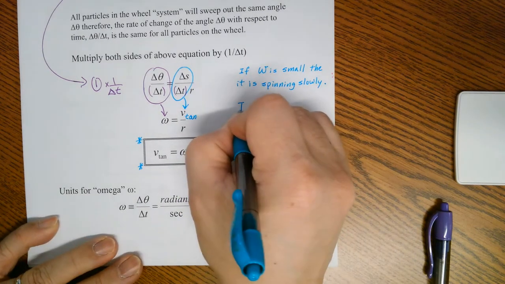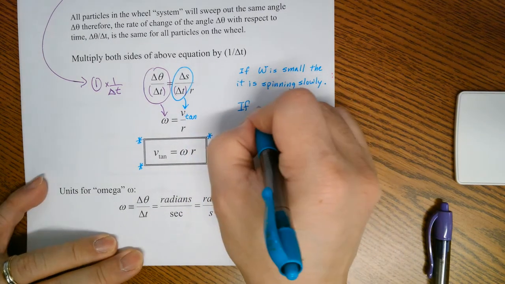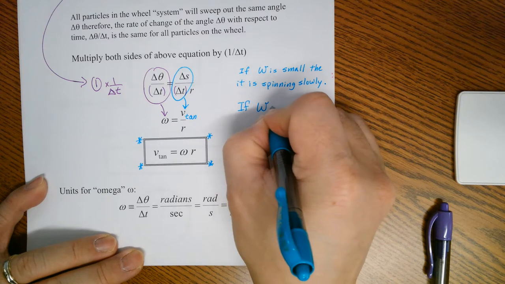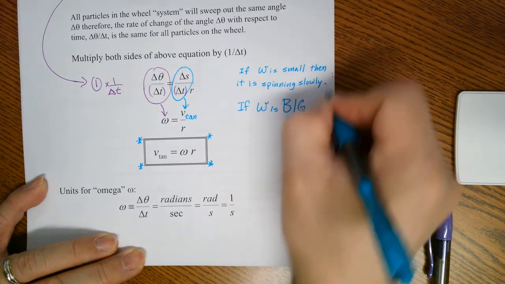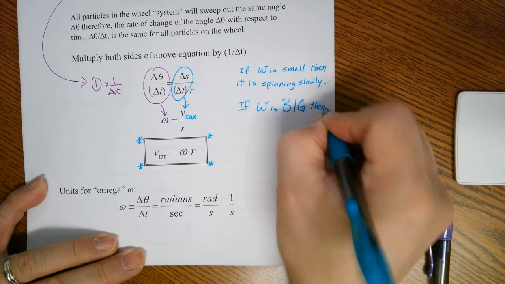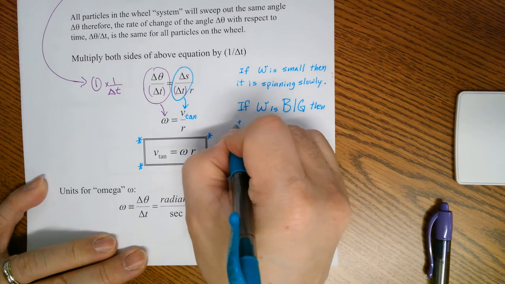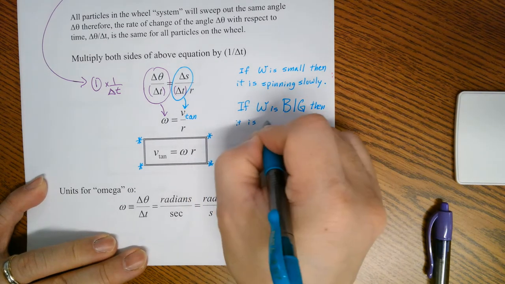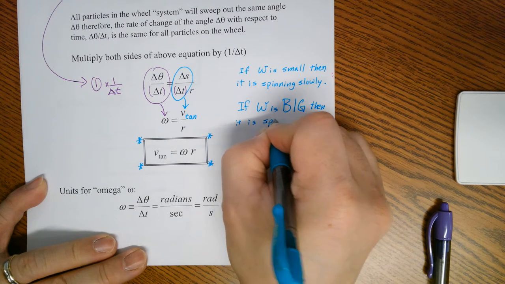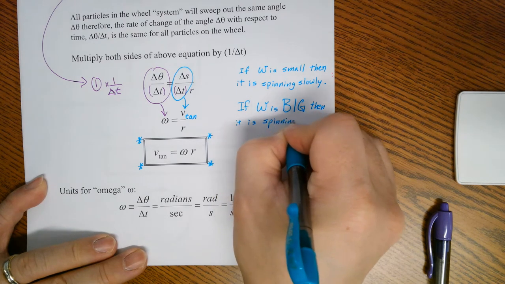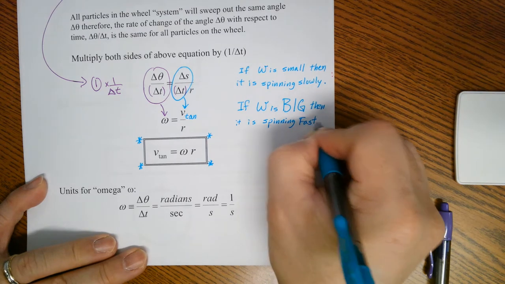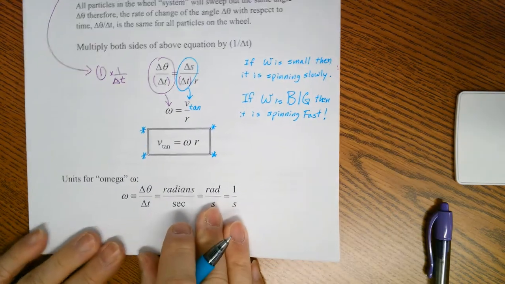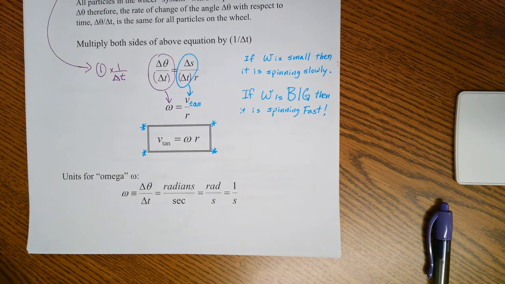If omega is big, then it is spinning fast. Okay. So that's what omega is.